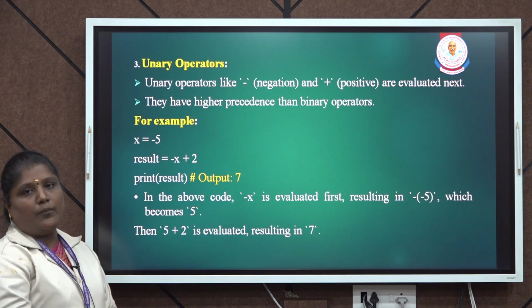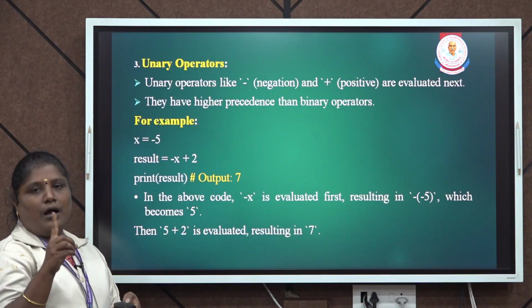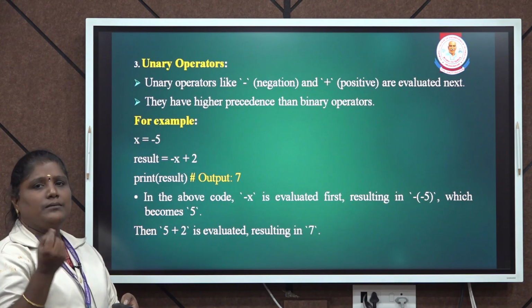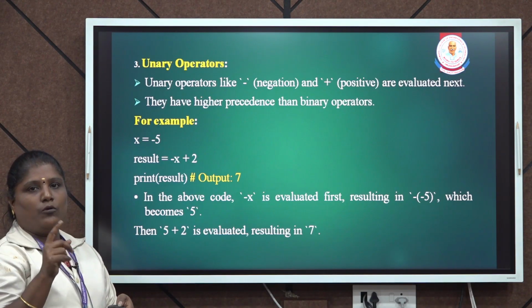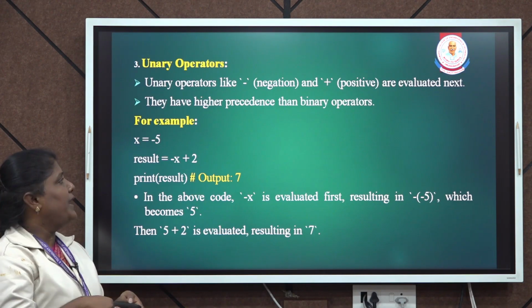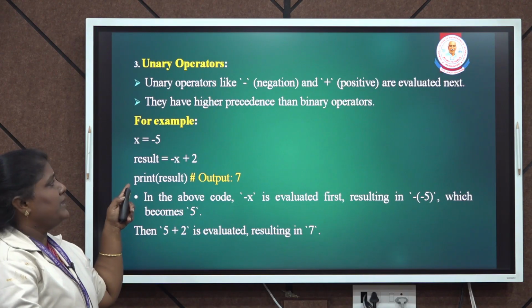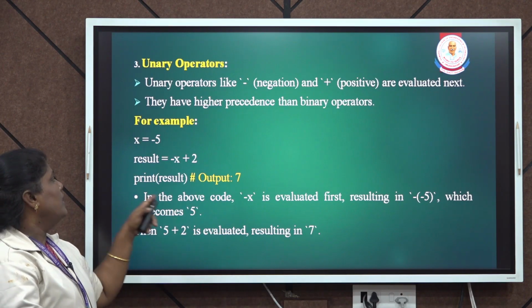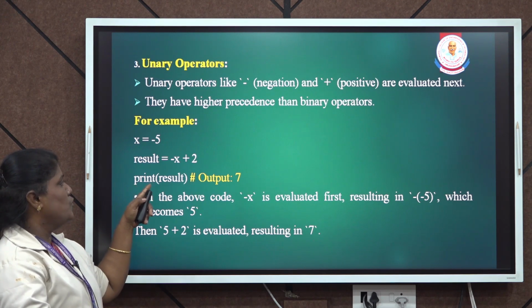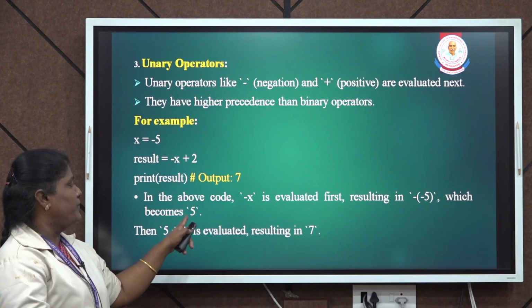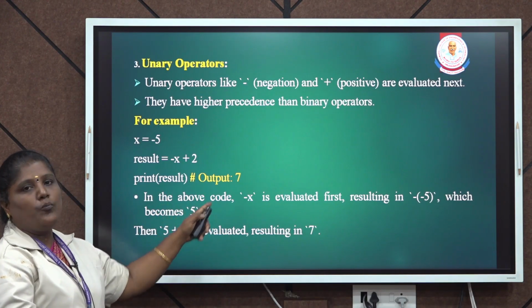Next is the unary operator. Unary means one operand with only one symbol. There are two: plus and minus. They have higher precedence than binary operators. For example, x equal to minus 5, result equal to minus x plus 2. Minus of minus 5 is plus 5. So 5 plus 2, the output is 7.